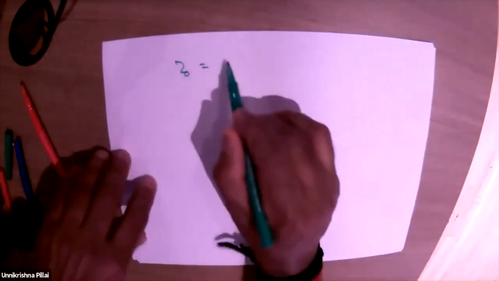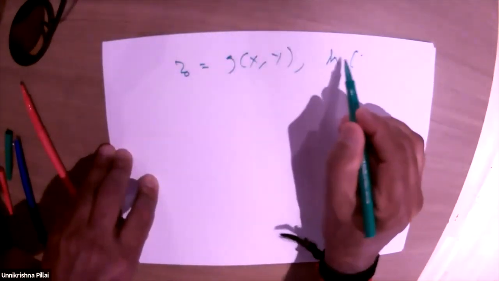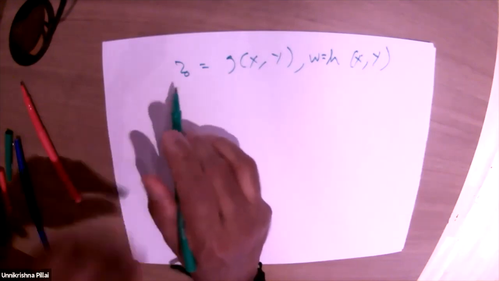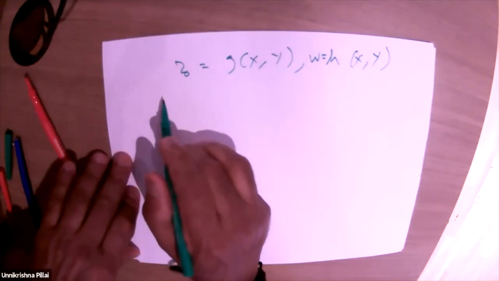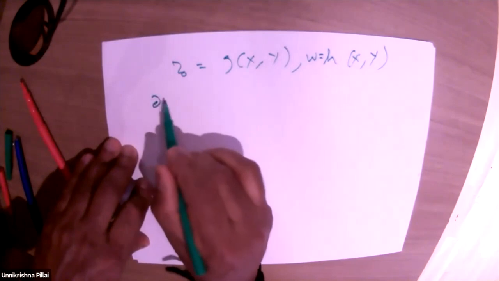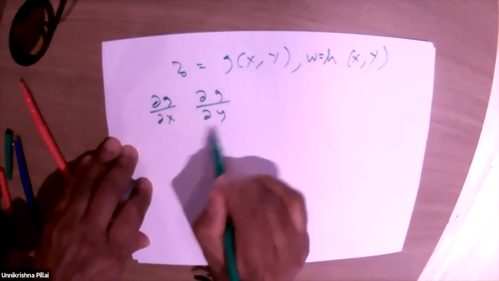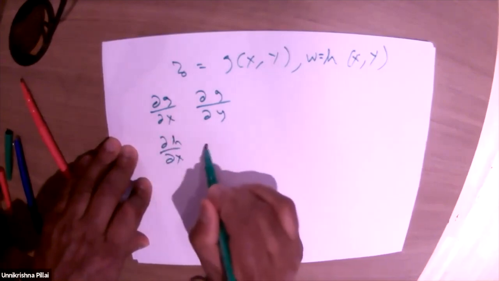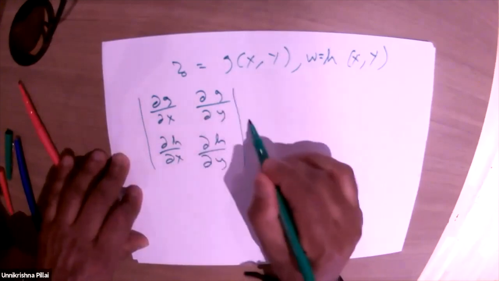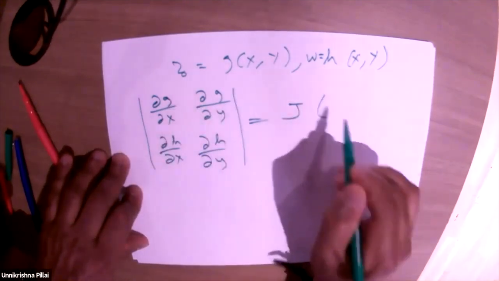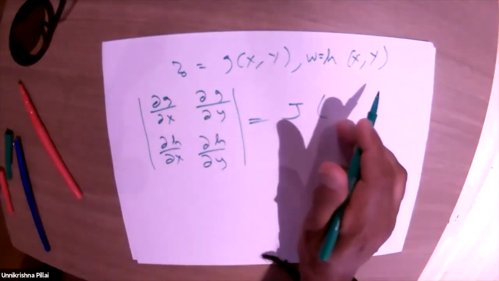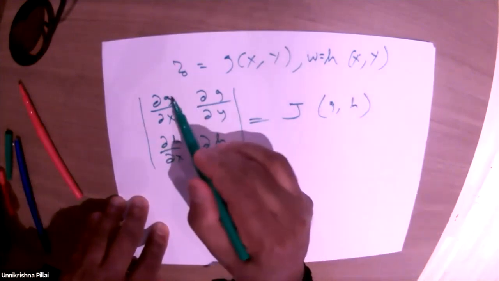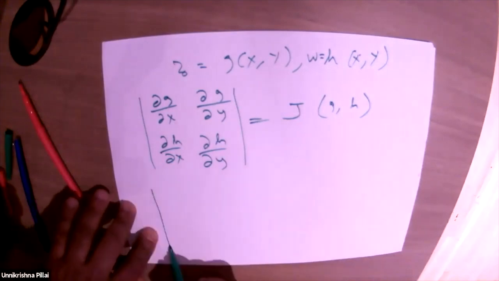So remember, we start with z equal to g of xy, w equal to h of xy. Then you can have dg by dx, dg by dy, dh by dx, dh by dy. This is the Jacobian, and then we evaluate this at xi comma yi, at each one of these points. So remember, it's like dy by dx. So this is going to sit in the denominator, or you could have done it the other way.